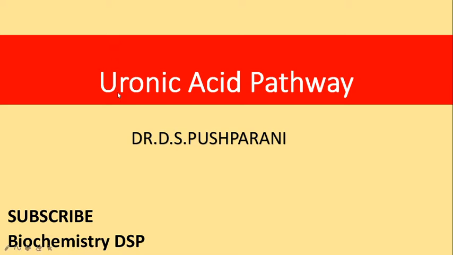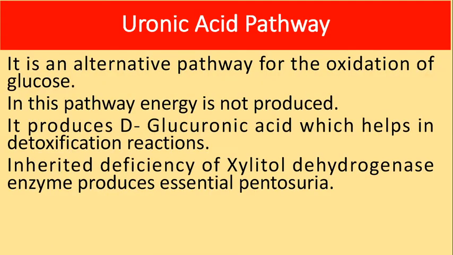In this video, I'll be discussing the uronic acid pathway. Uronic acid pathway is an alternative pathway for the oxidation of glucose. It will not generate any energy and it produces D-glucuronic acid, which helps in the detoxification reactions. In the inherited deficiency of a uronic acid pathway enzyme like xylitol dehydrogenase, it will result in essential pentosuria.